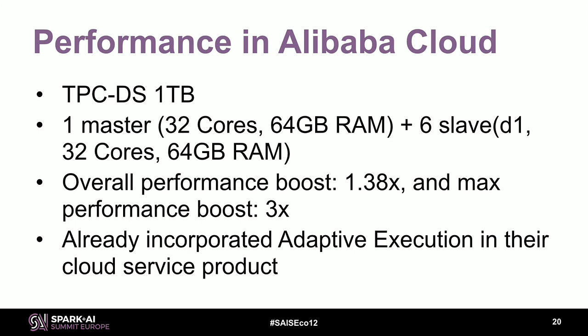Alibaba has also benchmarked adaptive execution on TPC-DS at 1 TB scale, with 1 master and 6 slaves. All the slaves had 32 cores and 64 GB memory. The overall performance boost is 1.38 times, and the max performance boost is 3 times. And they have already incorporated adaptive execution in their cloud service product.